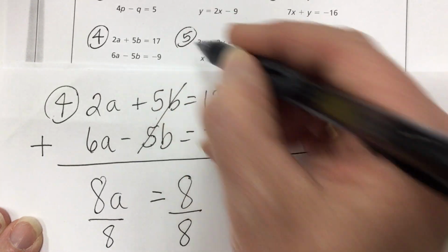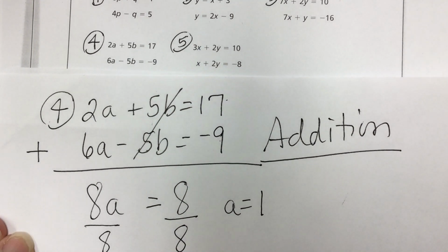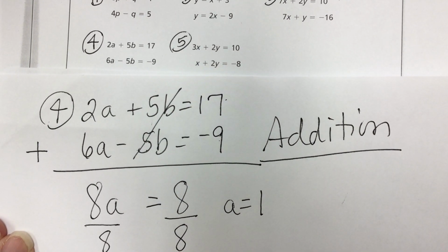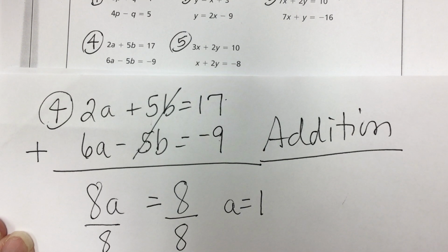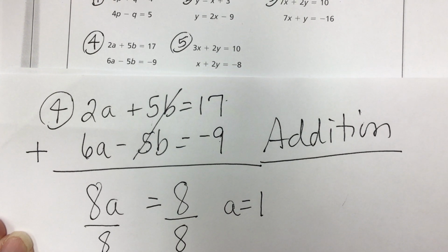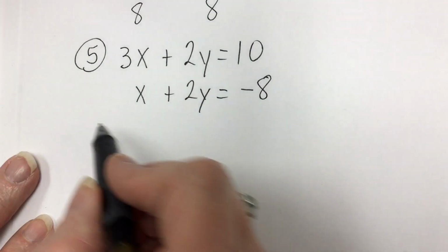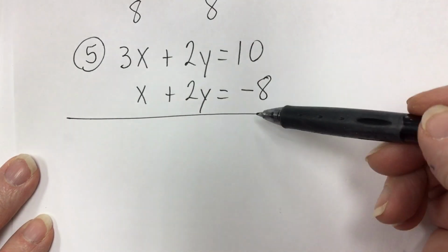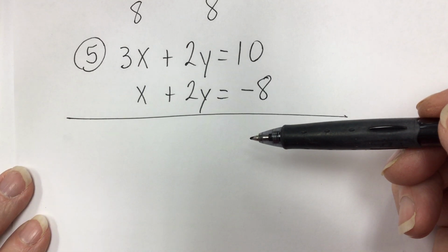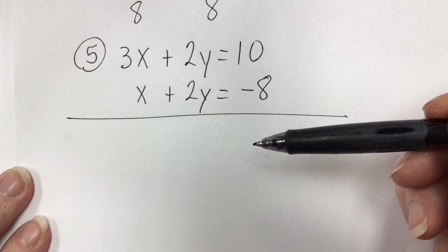Now let's look at the last system of our problem, number 5. 3x plus 2y equals 10, and x plus 2y equals negative 8. So here we have number 5. I notice that they're lined up. Therefore, the best method is going to be addition or subtraction.